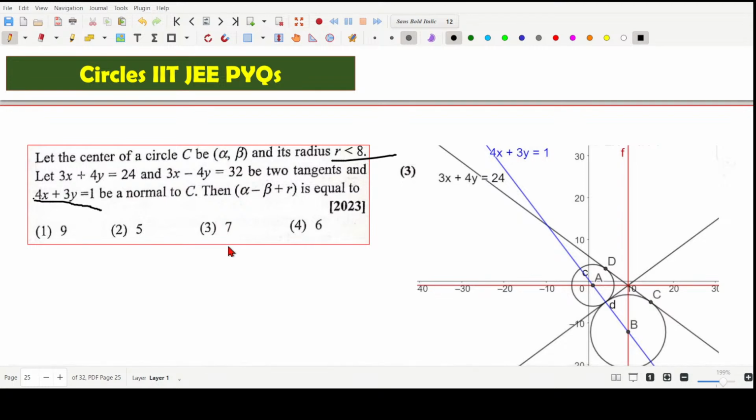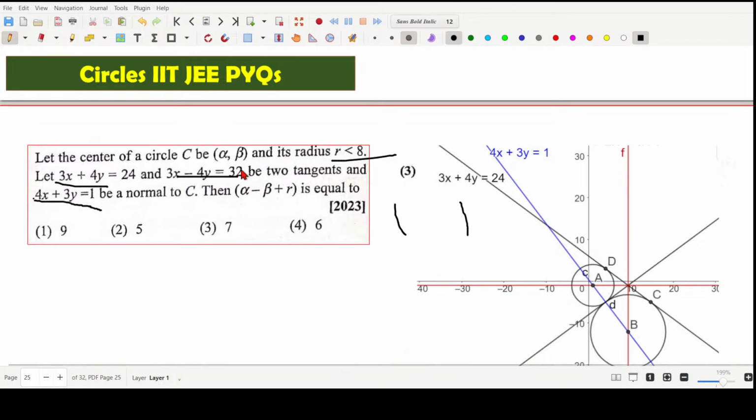Agreed, Amma? The point on this line should be of the form alpha and 1 minus 4 alpha by 3, right? Now, from that point, alpha and 1 minus 4 alpha by 3, the perpendicular distance to this line and this line should be equal, right? You know the perpendicular distance formula, right?